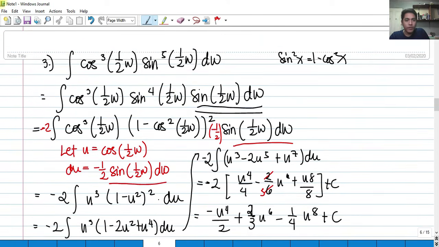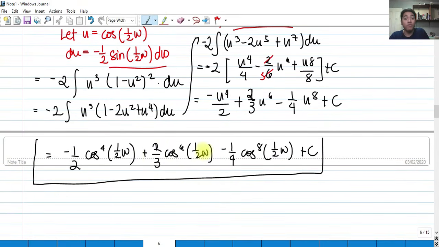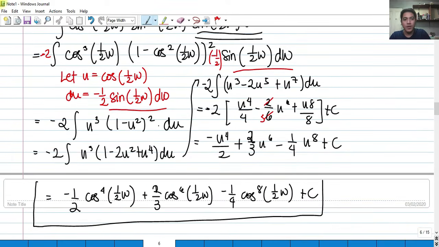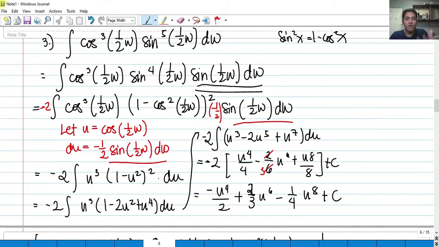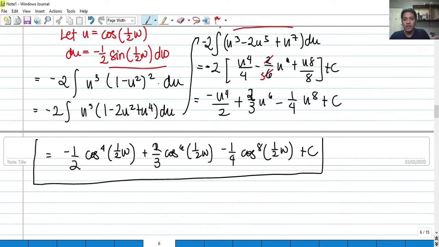If we split off a factor of cosine of 1/2 w here, our answer will be in terms of sine. Both are accepted answers. It depends on your u substitution. Because both of them are raised to an odd number, we can split off either cosine or sine. In this case, we split off sine so that we get an answer that is in terms of cosine.